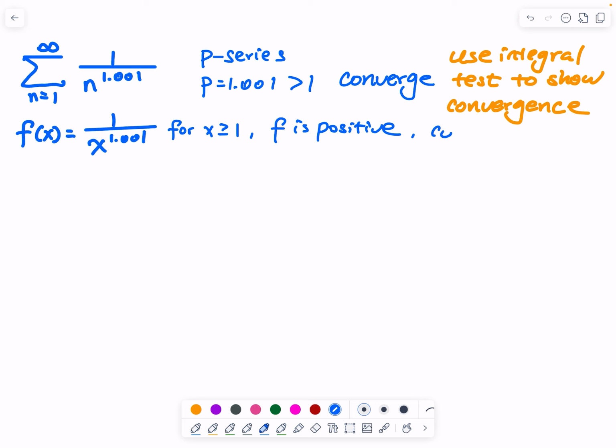And then the function is also continuous, because for x greater than or equal to 1, there is no vertical asymptote. None of the x values will make the function undefined.